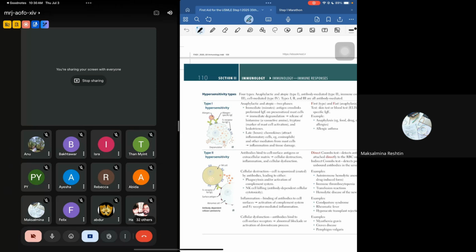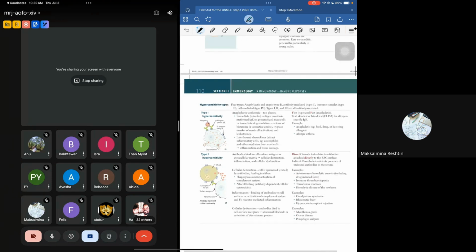Any questions so far? So two stages, stage one, stage two. What is the biggest example of this thing? The biggest example of this thing is asthma. Asthma is the biggest example. This thing most commonly happens in asthma.